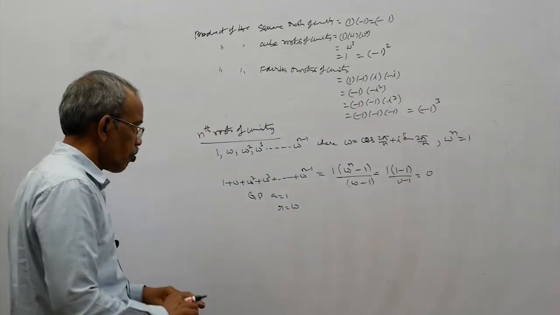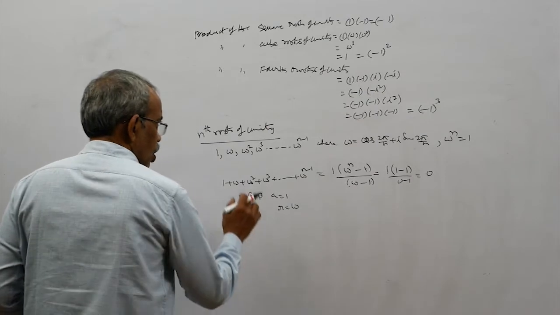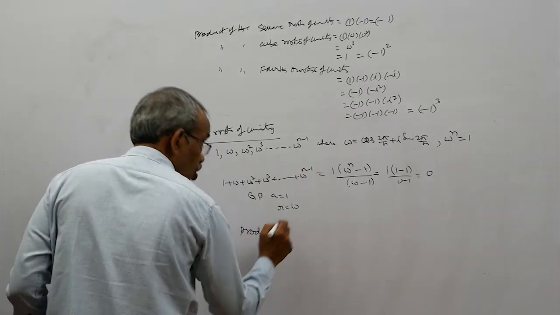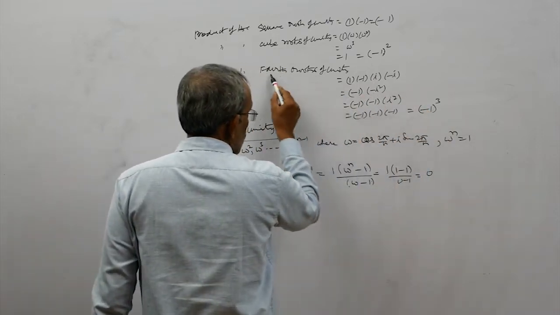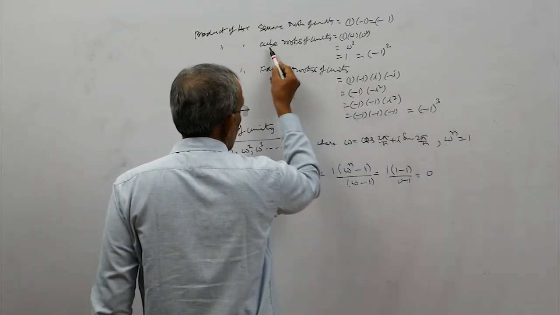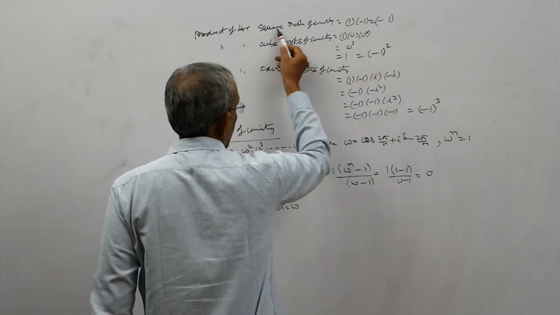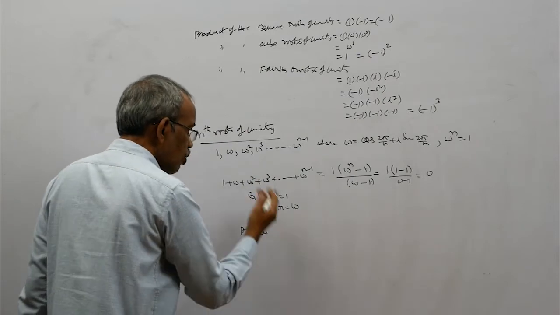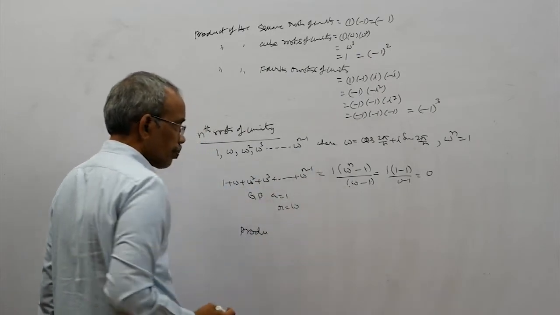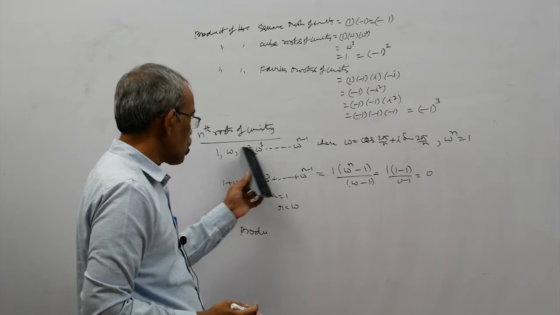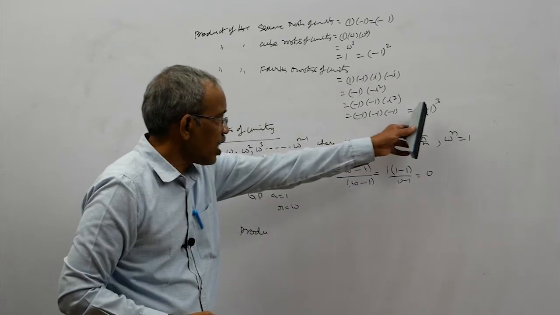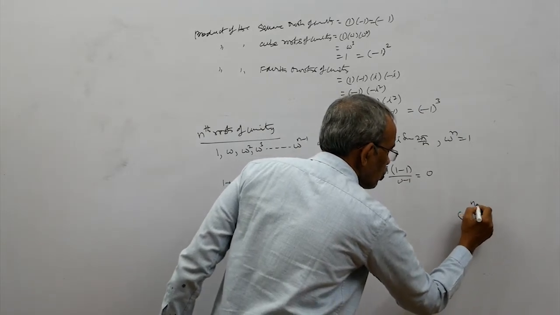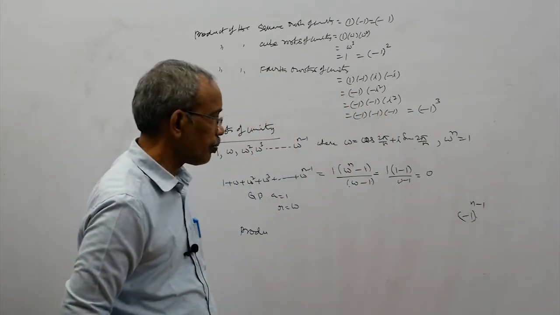Similarly, here we have to find the product of the nth roots of unity. What should we get according to this? For fourth roots of unity, minus 1 whole cube; for cube roots of unity, minus 1 whole square; for square roots of unity, minus 1 whole power 1. Similarly, we have to prove that the product of the nth roots of unity is equal to minus 1 whole to the power of n minus 1.